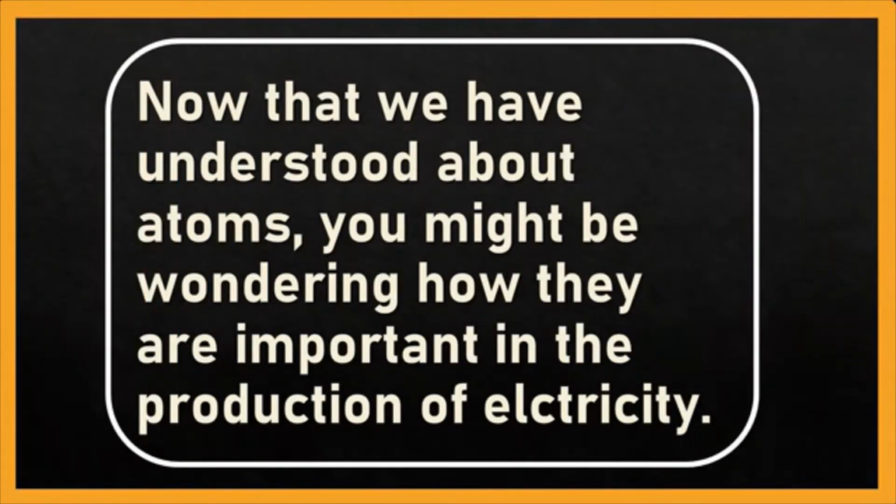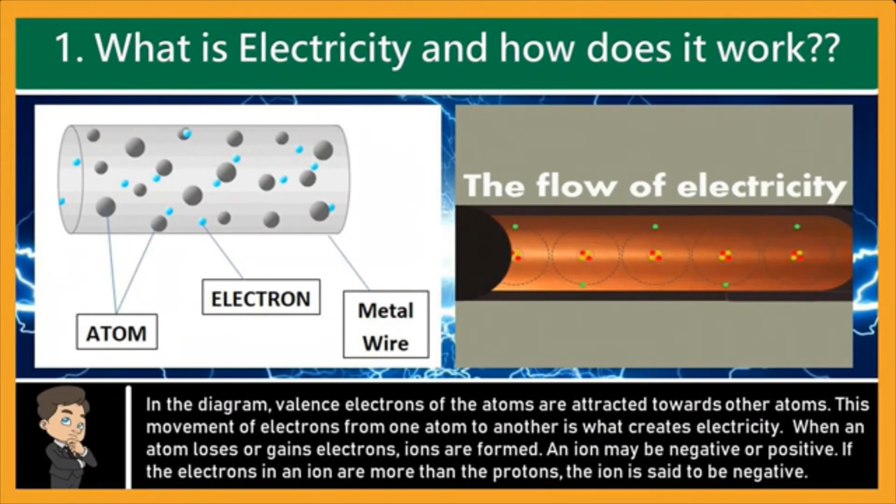Now that you have understood about the atom, you might be wondering how it is important in the production of electricity. The given diagram shows the passage of electricity through a metal wire. In the diagram, valence electrons of the atoms are attracted toward other atoms. This movement of electrons from one atom to another is what creates electricity.